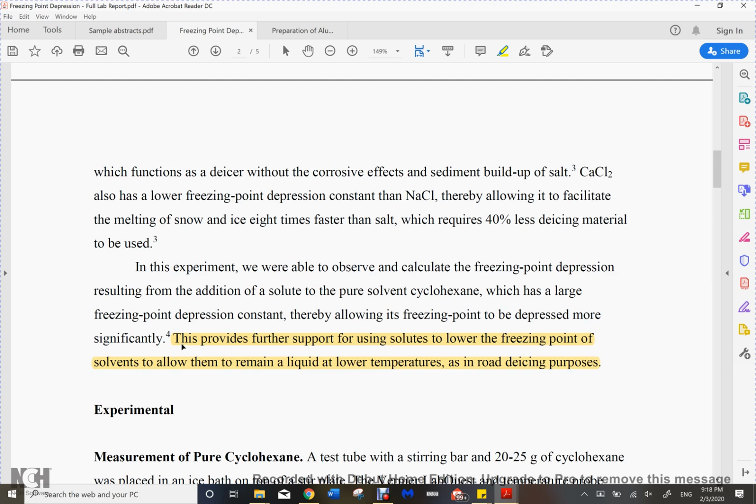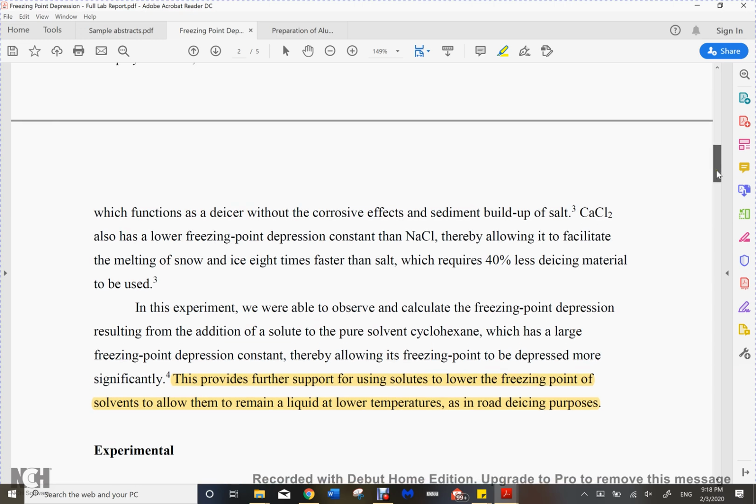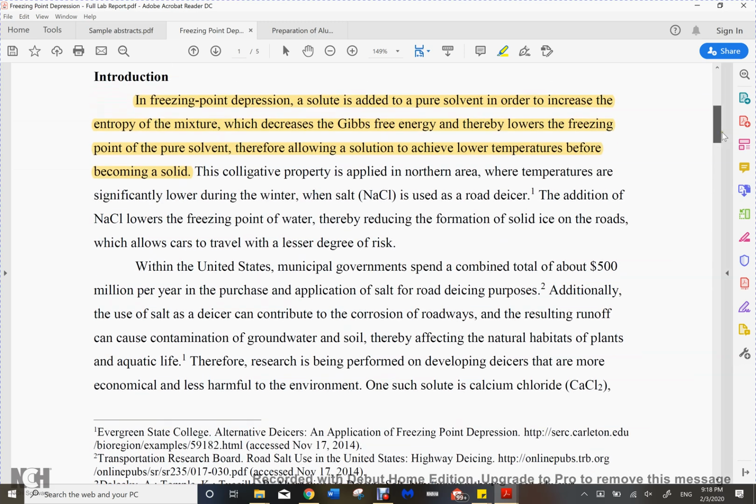And that's why you'll notice that this last sentence says this provides further support for using solutes to lower the freezing point of solvents, and so on, as in road de-icing purposes. So what I was doing is trying to justify why it was important for us to investigate this topic of depressing the freezing point. And my connection to the real world was that it can be used in road de-icing applications. Okay. So what I'm going to have you do now is stop, pause, and write your introduction.